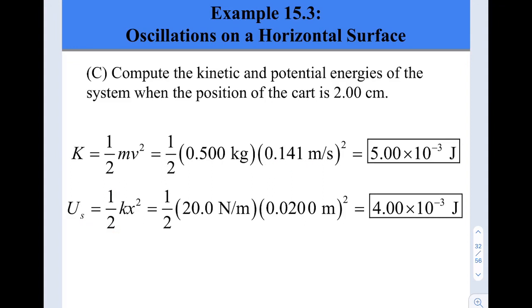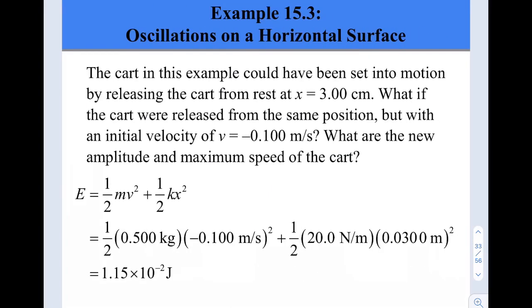And for potential energy, directly half Kx squared. You already have your K, and then substitute your X. This is your answer. So if you combine these, you will get the E total, which is equivalent to half Ka squared actually.